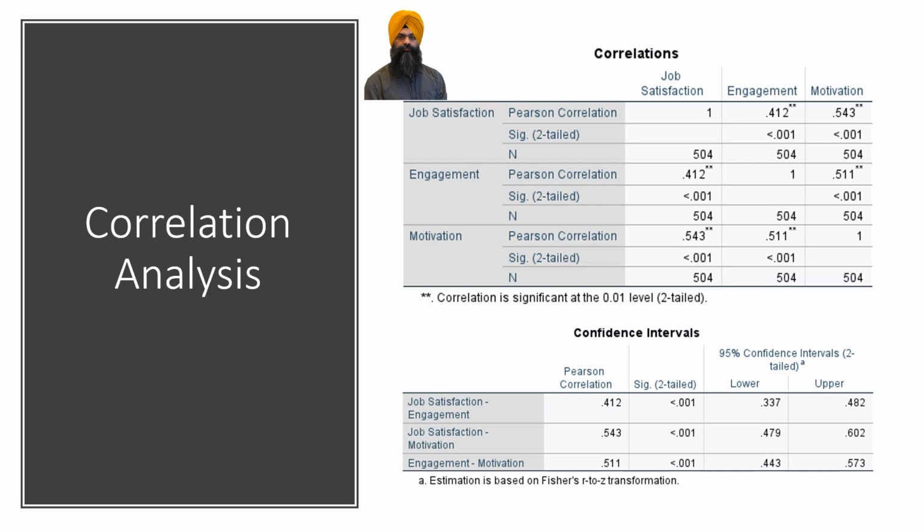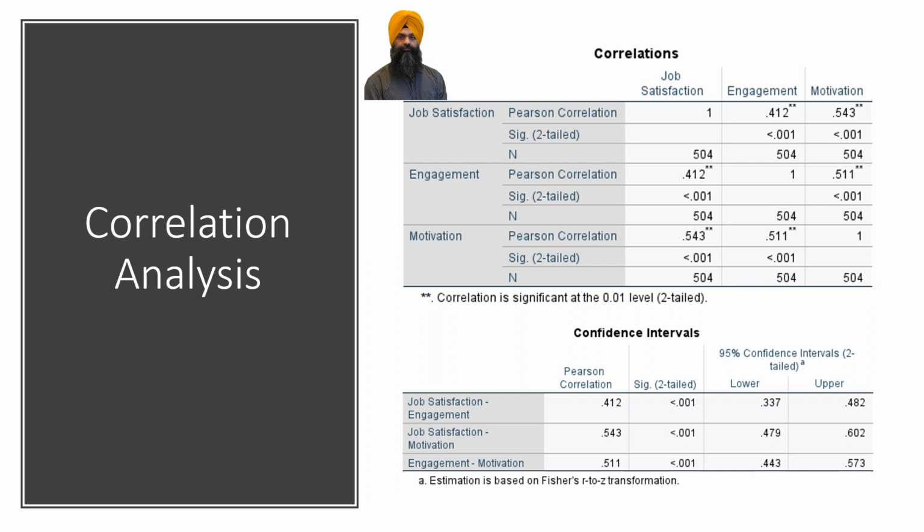Null hypothesis states that there is no significant correlation between job satisfaction and engagement. Alternative hypothesis states that there is a significant correlation between job satisfaction and engagement. Also, the null hypothesis states that there is no significant correlation between job satisfaction and motivation. Alternative hypothesis states that there is a significant correlation between job satisfaction and motivation. Additionally, null hypothesis states that there is no significant correlation between engagement and motivation. On the other hand, alternative hypothesis states that there is a significant correlation between engagement and motivation.